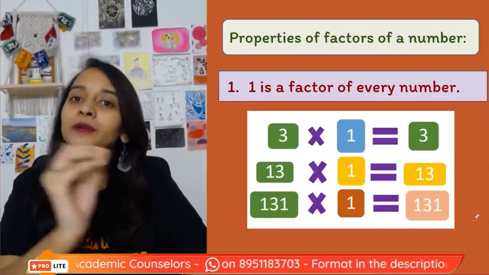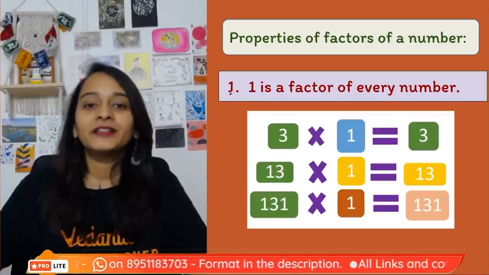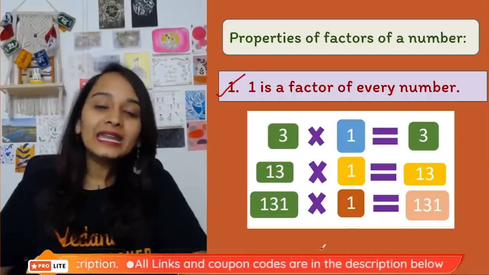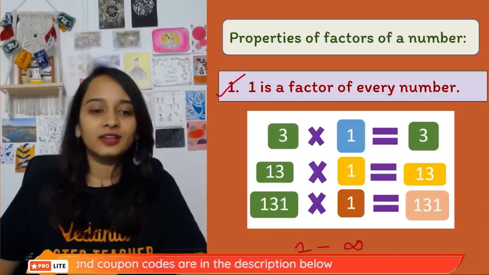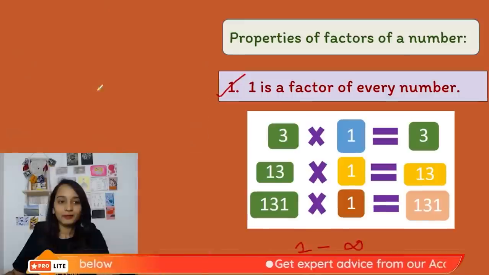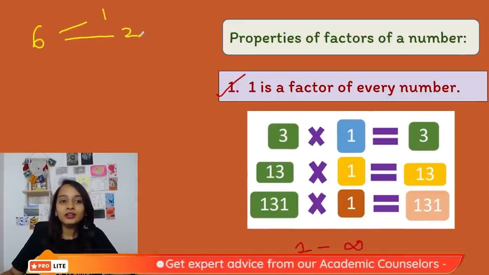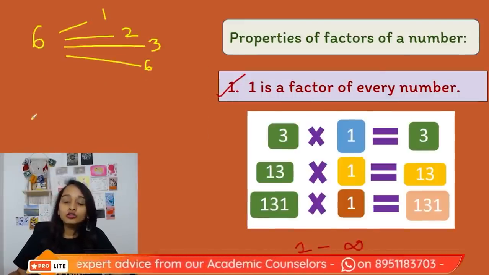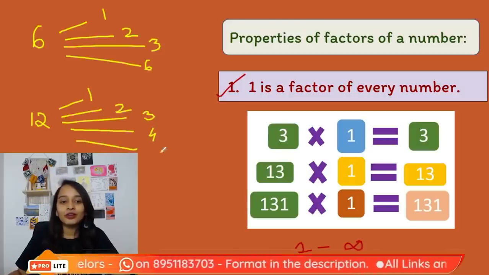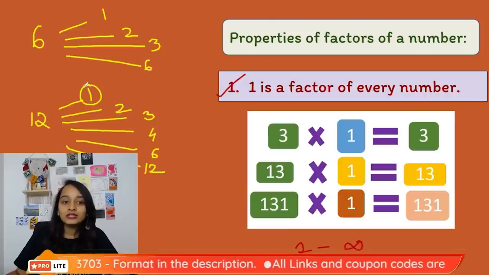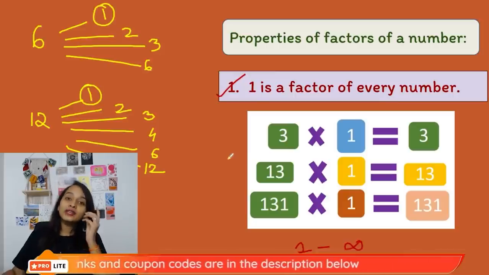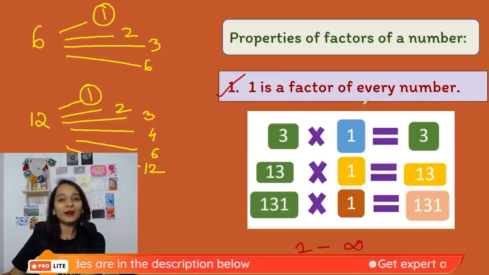So, there are a few properties of factors that you have to remember. The first one is that 1 is a factor of every number. You take any number between 1 to infinity, you can always see that 1 is always a factor. We took two examples here. One was the example of 6: 1, 2, 3 and 6. And the second example was 12: 1, 2, 3, 4, 6 and 12. As you are seeing, 1 is always a factor of every number.